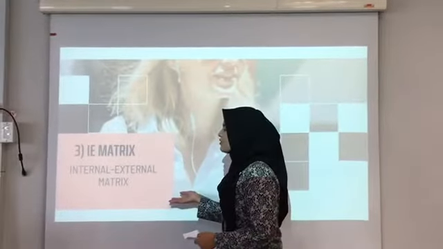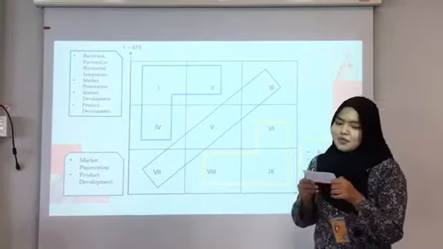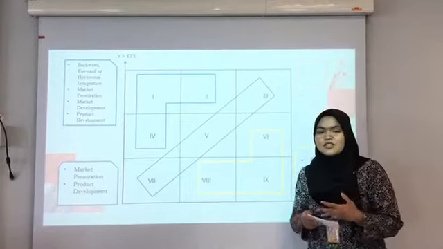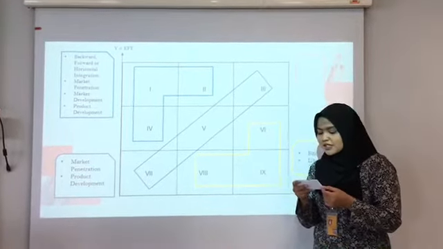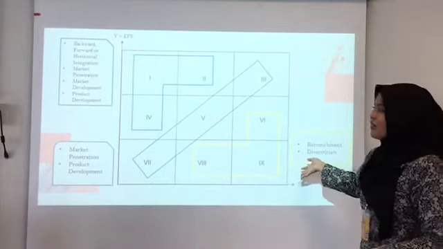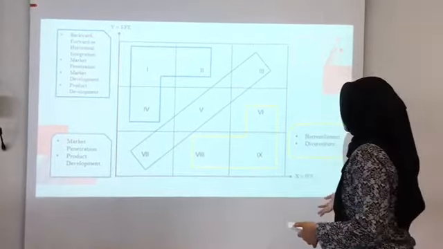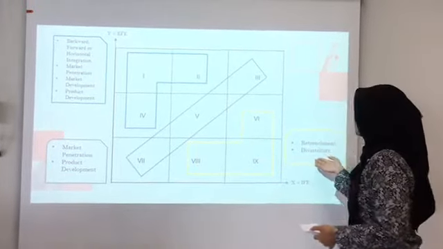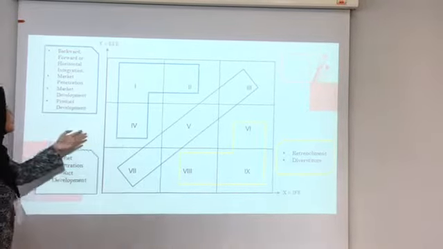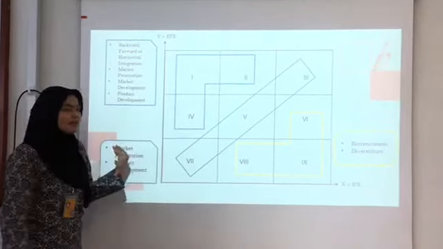Okay, so we proceed to the IE matrix, which is the internal external matrix. The internal external matrix is used to analyze the current position of a division and suggest the best strategies for the organization based on analysis of internal and external business factors. The yellow color represents retrenchment and divestiture, and the blue color represents backward, forward or horizontal integration, market penetration, market development and product development.